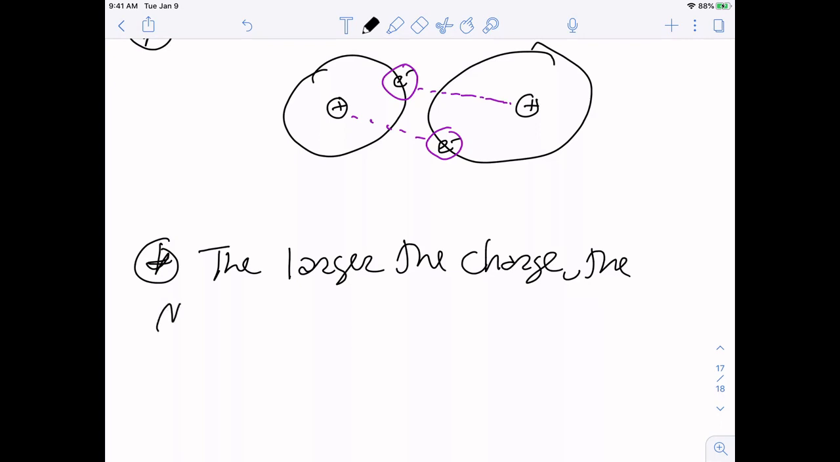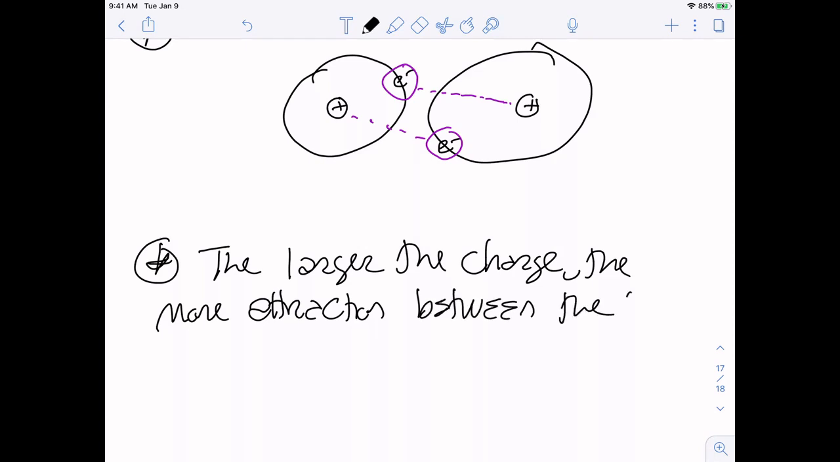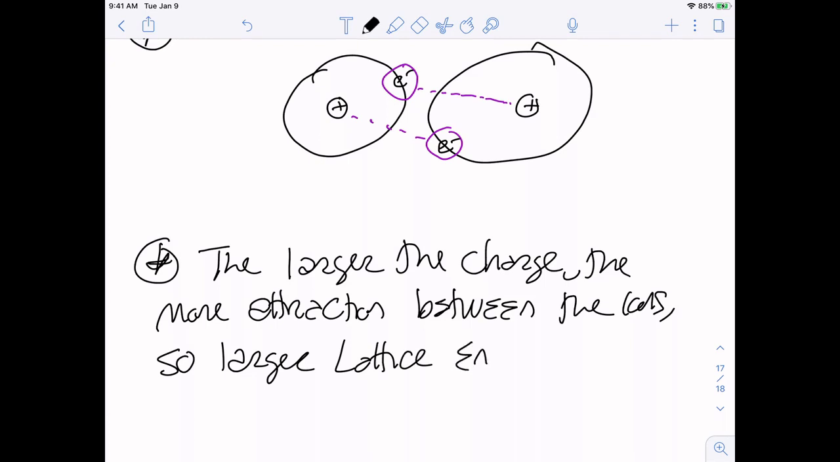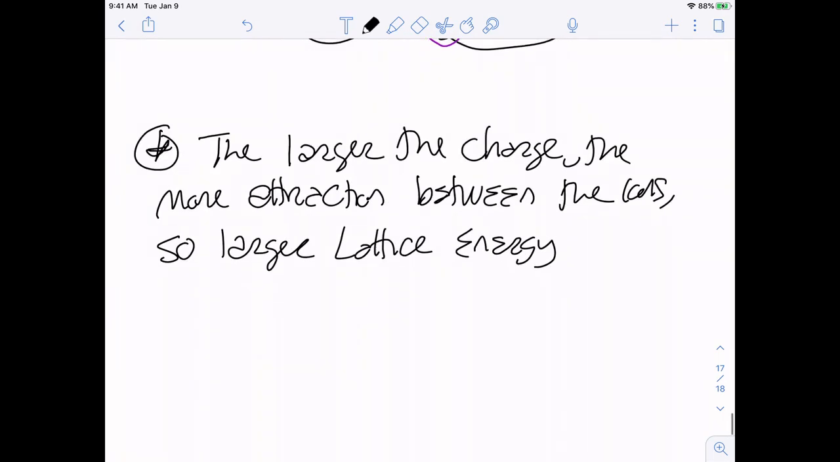The larger the charge, the more attraction between the ions, so the larger the lattice energy. If there's more attraction, it's going to take more energy to break them apart. And if there's more attraction, we're going to release more energy when we form it. So the larger the charge, the more attraction between the ions, the larger the lattice energy.